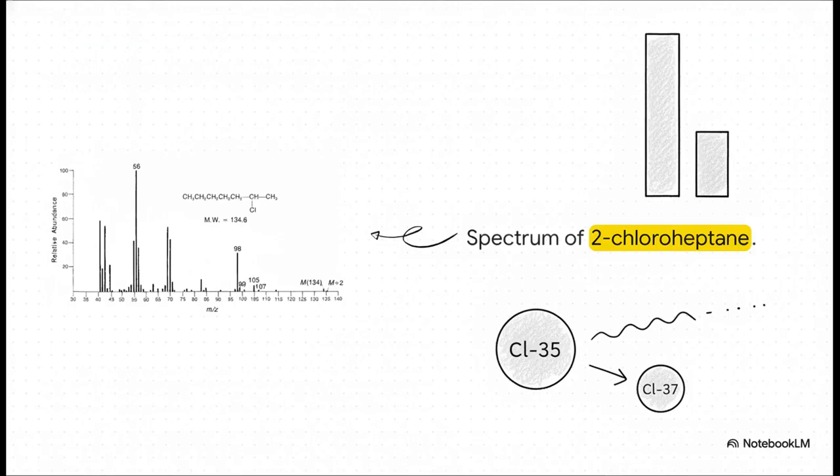Because chlorine naturally exists as 2 isotopes in nature, chlorine-35 and chlorine-37, we see a highly distinct M and M+2 twin peak setup. And since chlorine-35 is roughly 3 times as abundant as chlorine-37, these twin peaks always appear in a precise 3-to-1 ratio. It looks exactly like a little staircase stepping down at the far end of your graph.